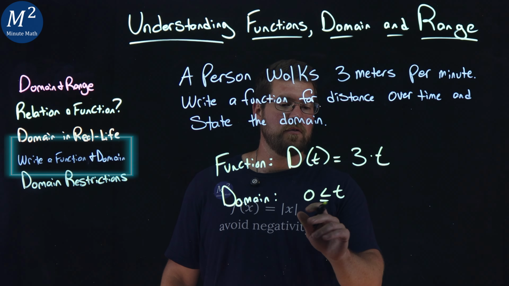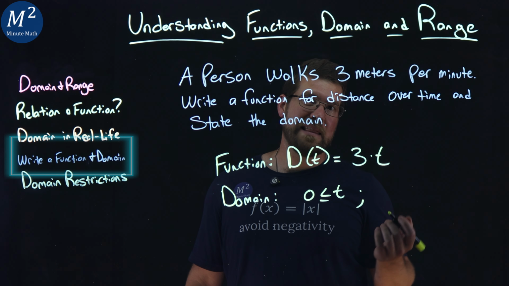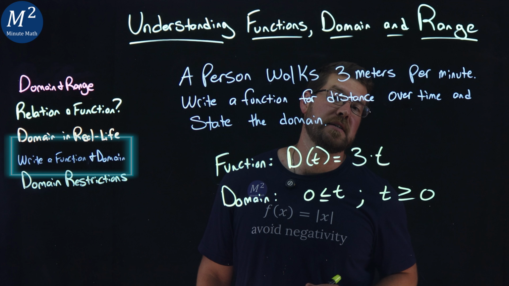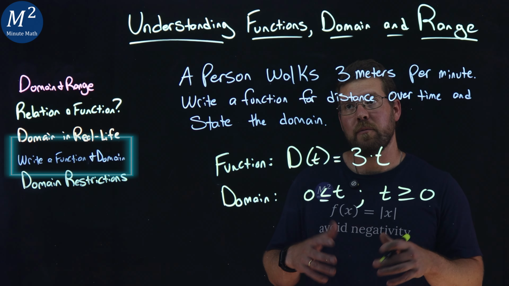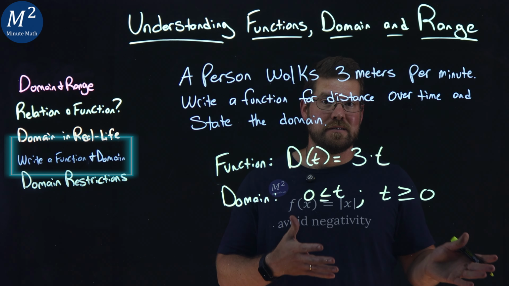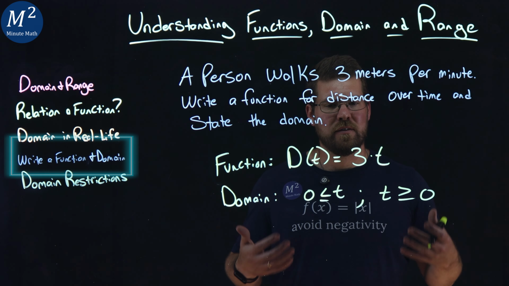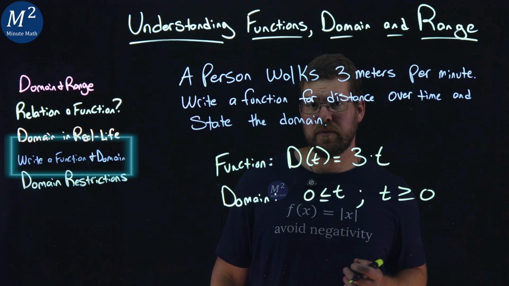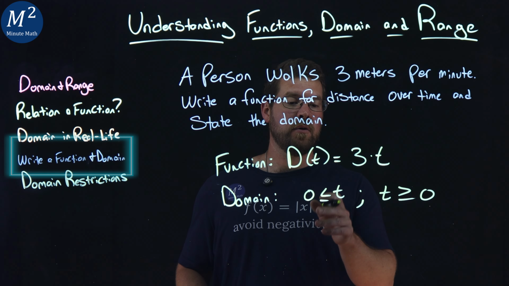So our domain here is 0 is less than or equal to t, or if you want to write it this way, you can say t is greater than or equal to 0 to have the t value first. So our time for walking can be 0 minutes as well as anywhere past that, greater than. But we can't have negative minutes of walking. So again, our function here, d of t, is equal to 3 times t, and our domain is 0 is less than or equal to t.